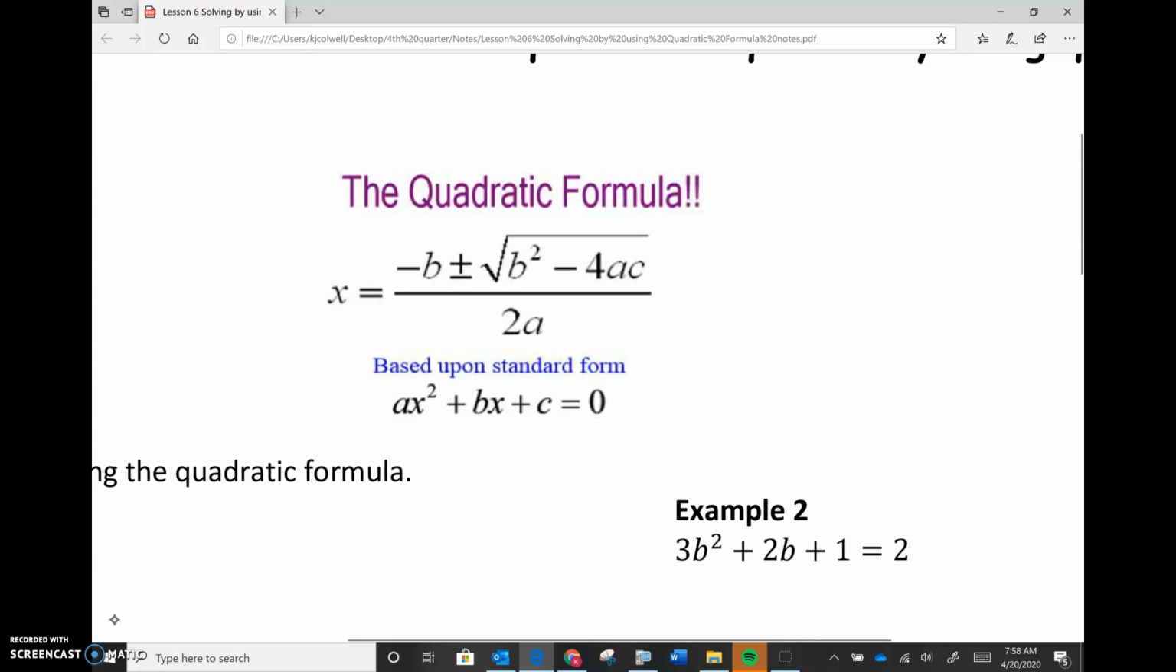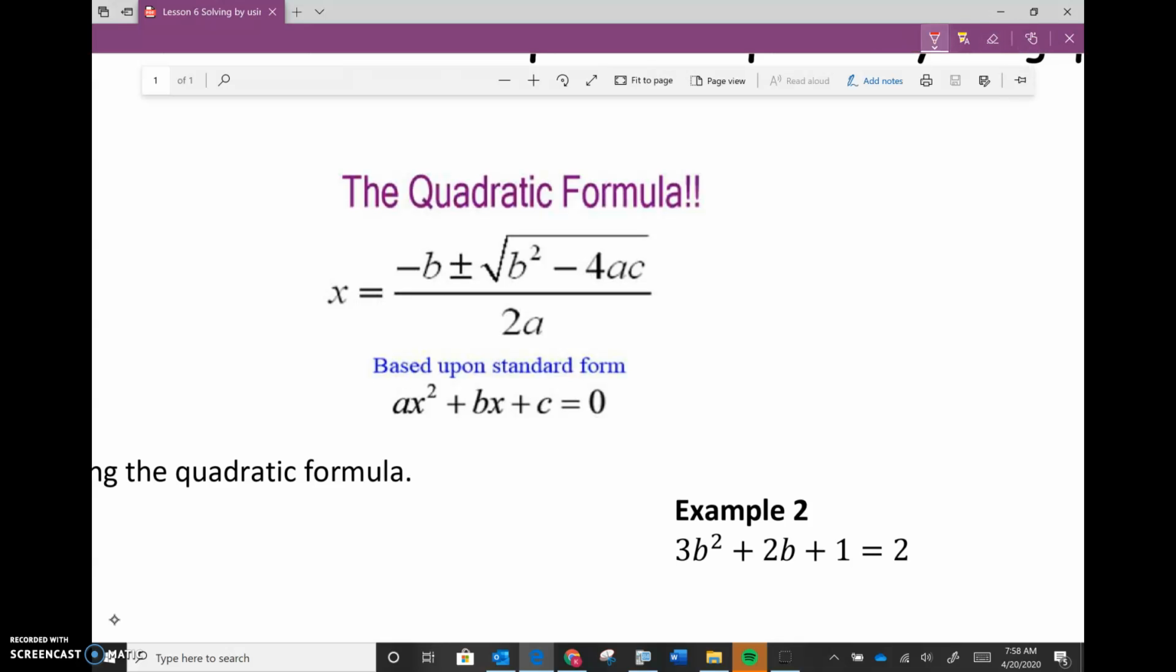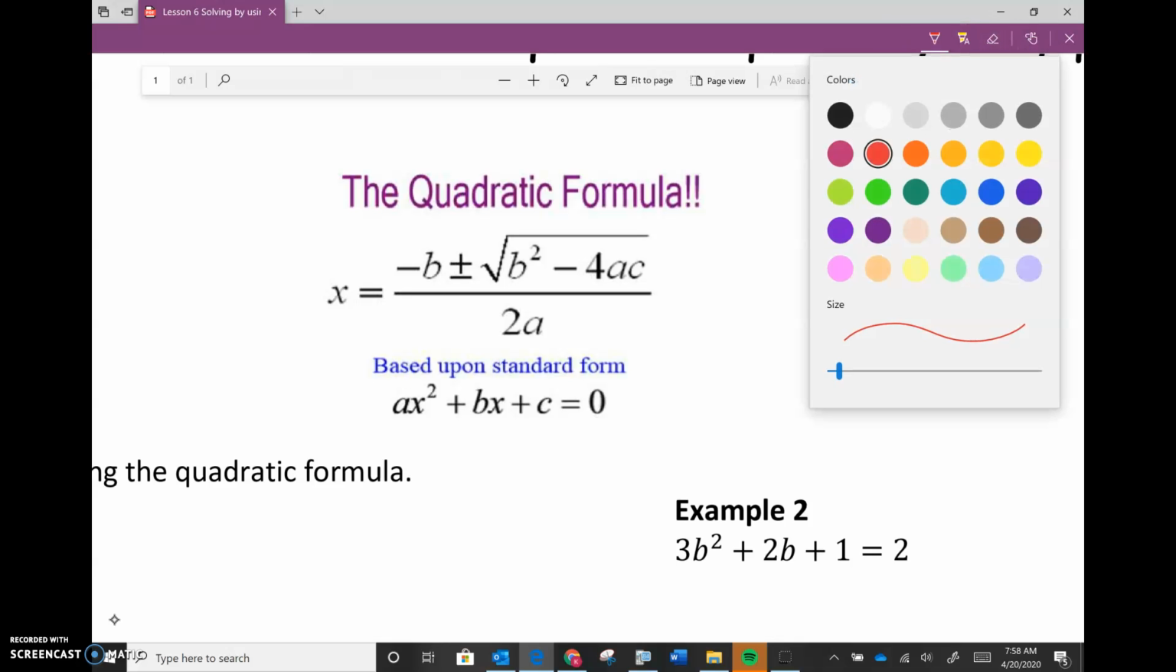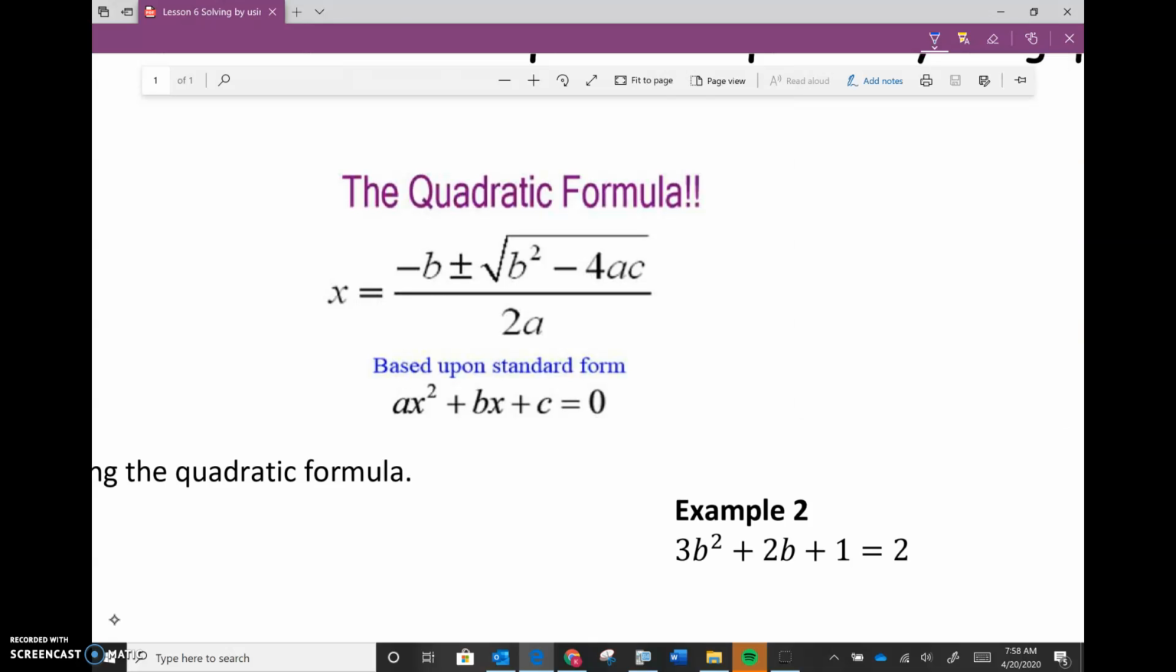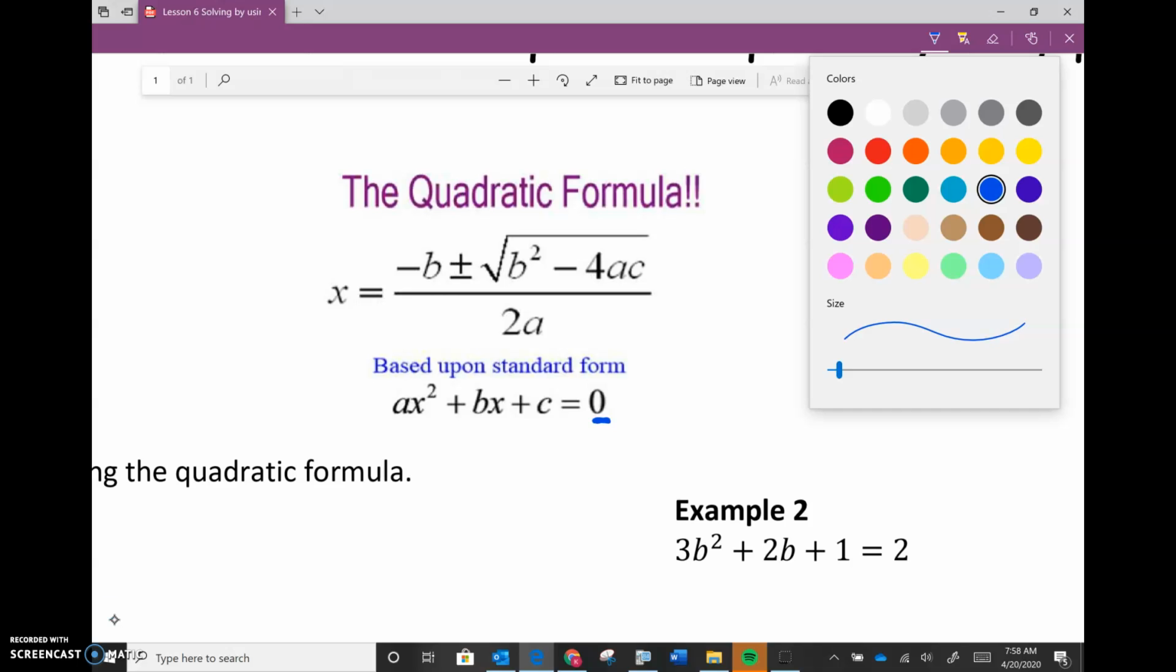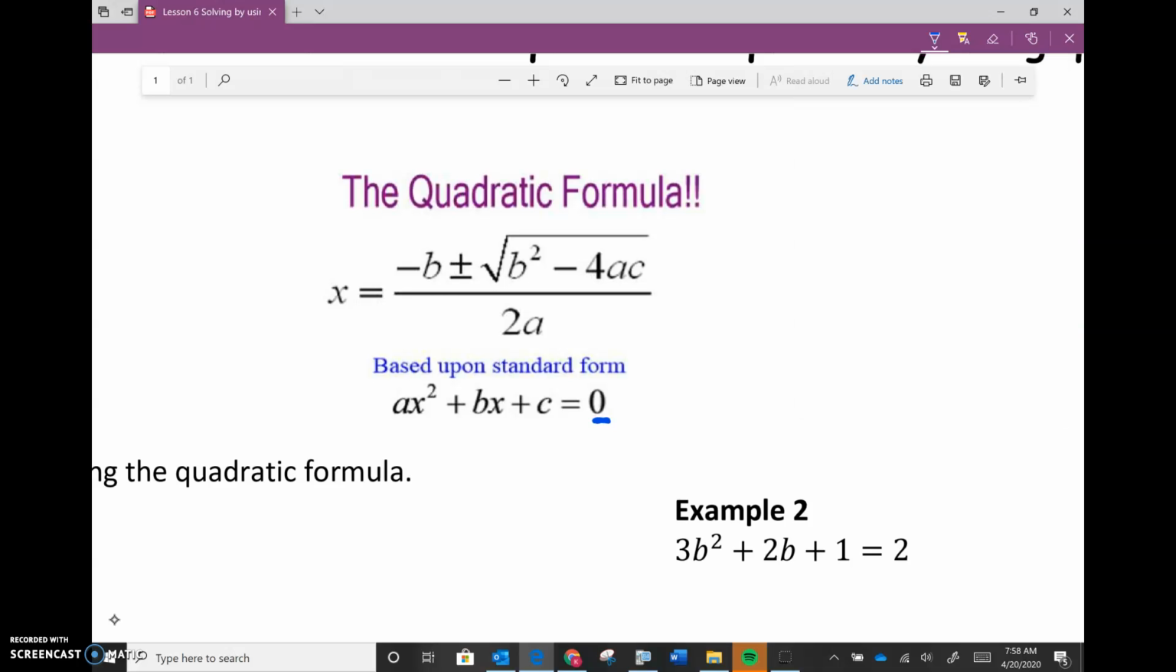But remember, it's all based upon standard form for a quadratic equation: ax squared plus bx plus c equals 0. And the key here is equal to 0. So make sure as you work through these that your equation is equal to 0 before you start plugging a, b, and c into our quadratic formula.